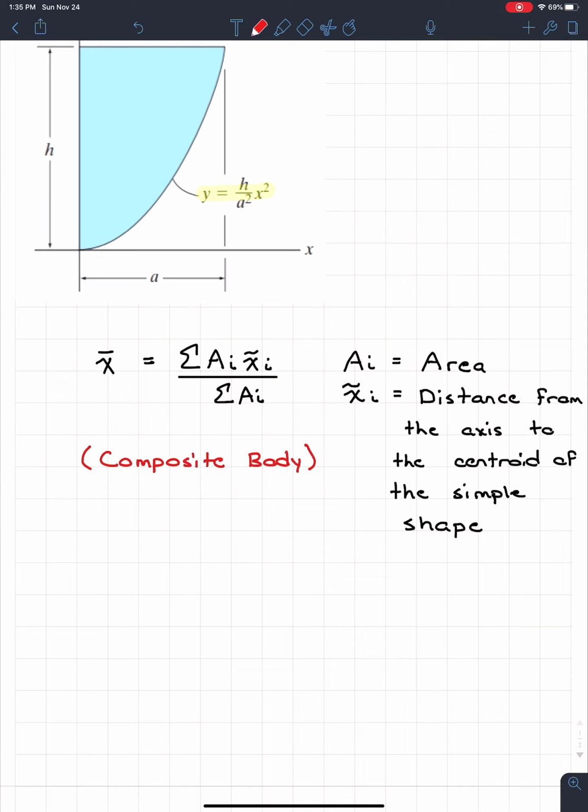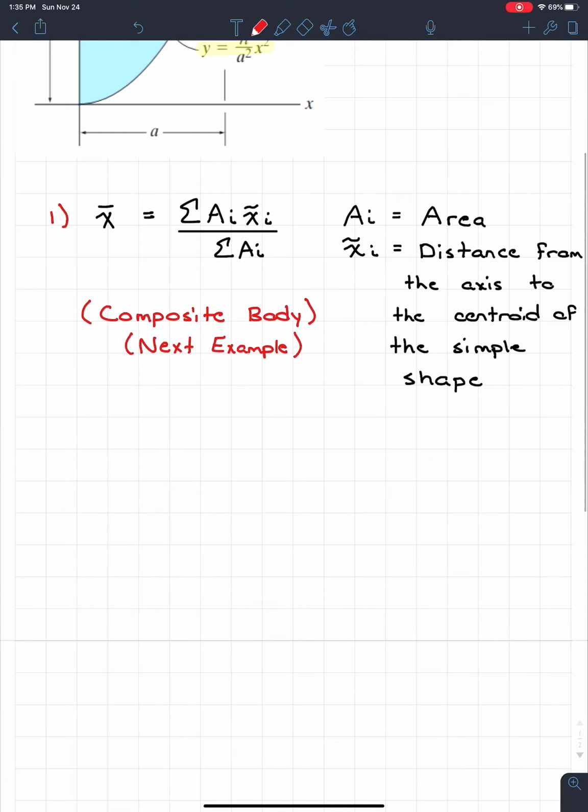So this is case 1. So I'm just going to put a 1 here. And that is for composite body. So this will be, I don't know, put brackets, next example. So again, not too bad. We'll get to that later.